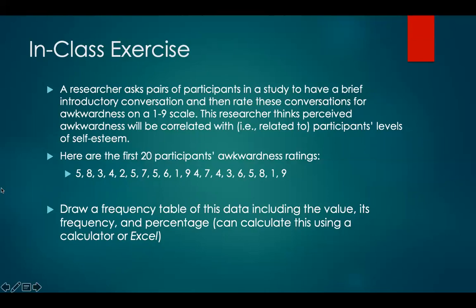So I'd like you to pause the video here to take part in an in-class exercise where you will create a frequency table from some data here. So a researcher asks a pair of participants in a study to have a brief introductory conversation and then rate the conversations for awkwardness on a 1 through 9 scale. This researcher thinks perceived awkwardness will be correlated with or related to participants' levels of self-esteem. And here are the first 20 participants' awkwardness ratings.